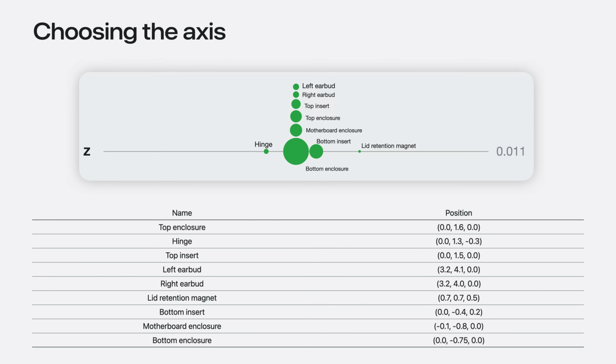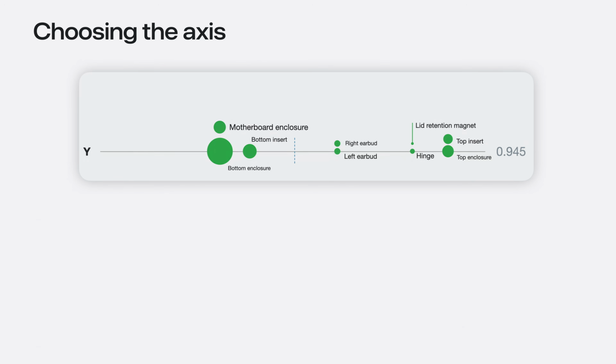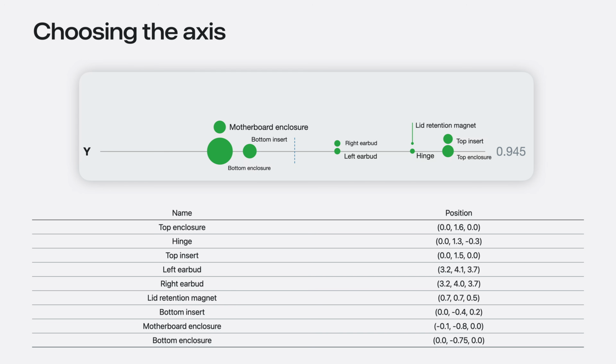The result along the z-axis is even smaller. The bottom insert does have some volume to weight its contribution, but it is too close to the average position to make much of a dent. The hinge and lid retention magnet have too small of a volume to pull the variance very far. This takes us to the y-axis, the clear winner here. The large parts are further away along the y-axis, and the larger volume provides weight to their distance.